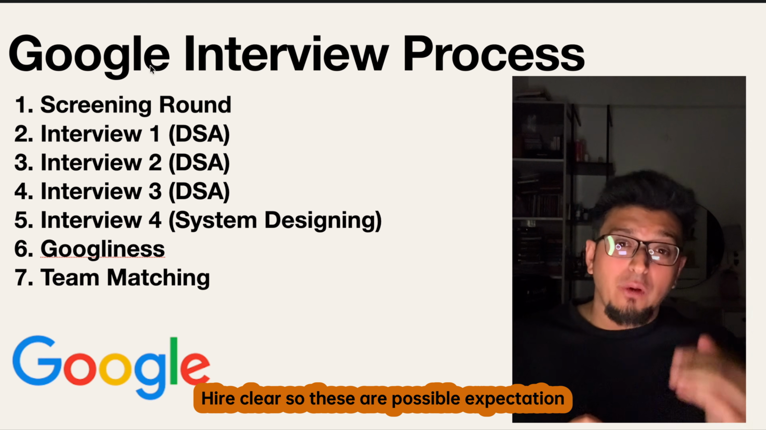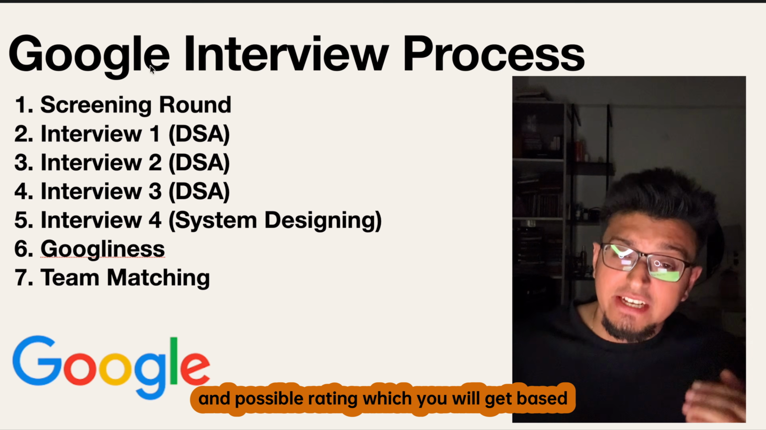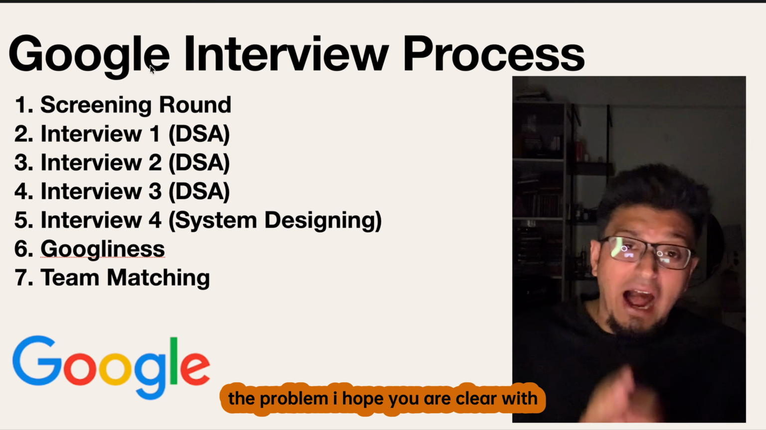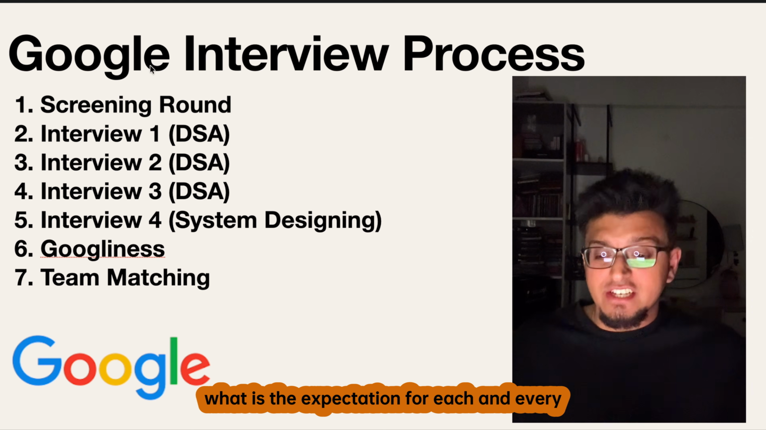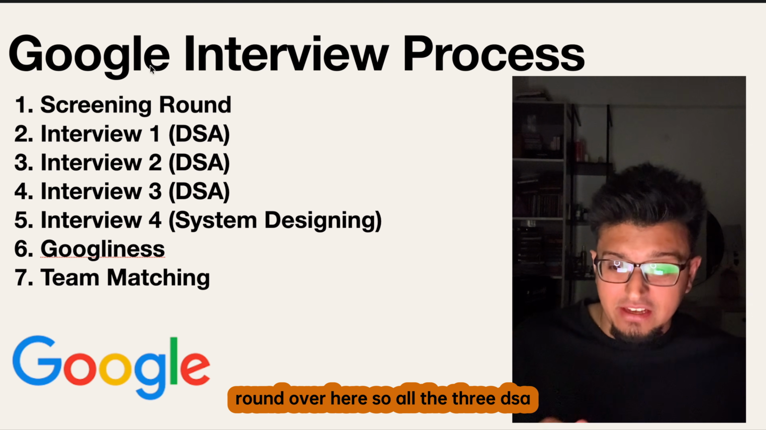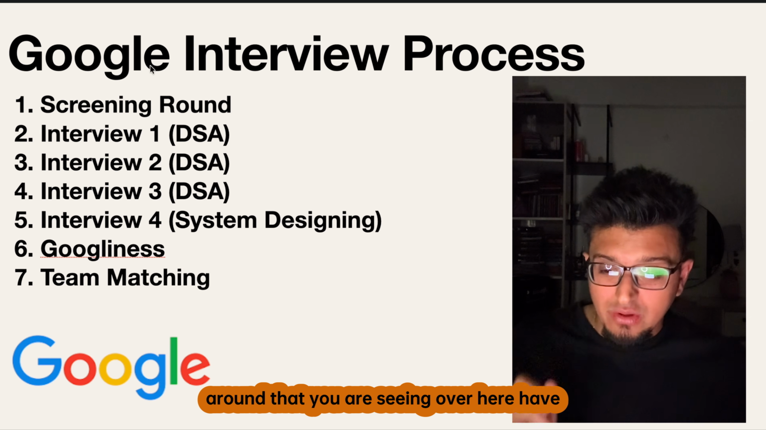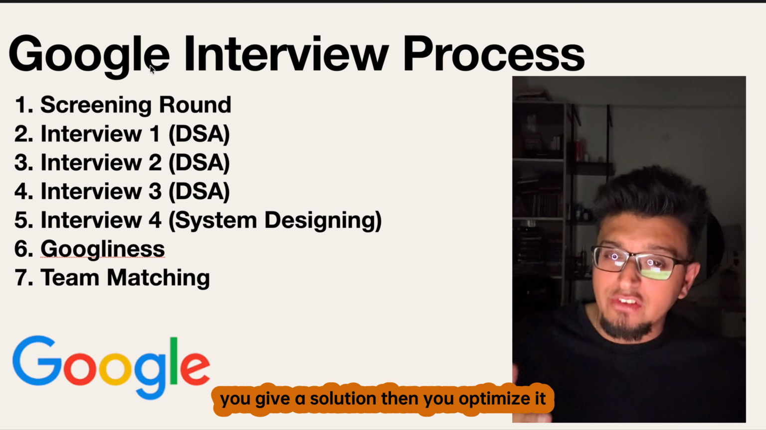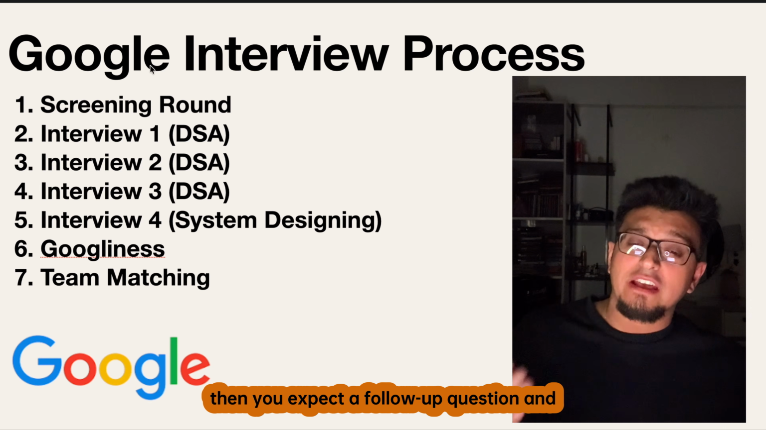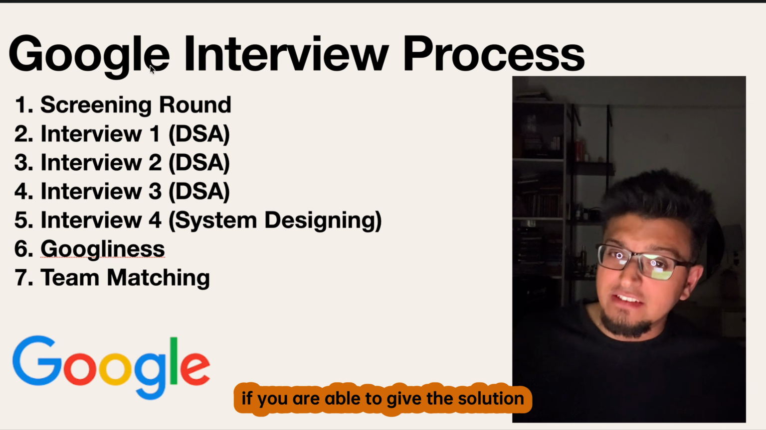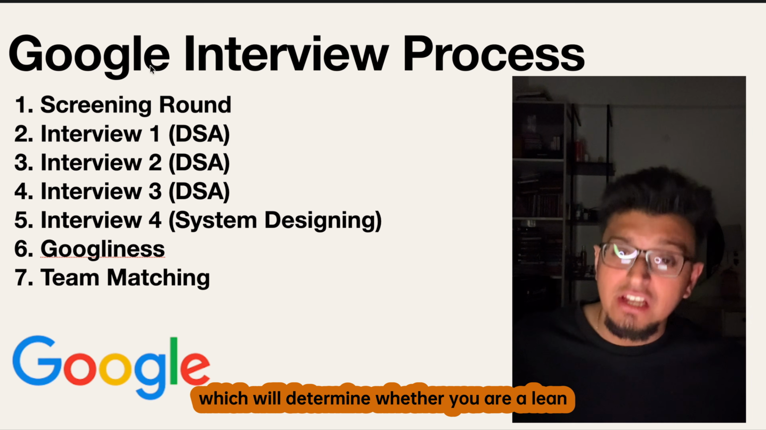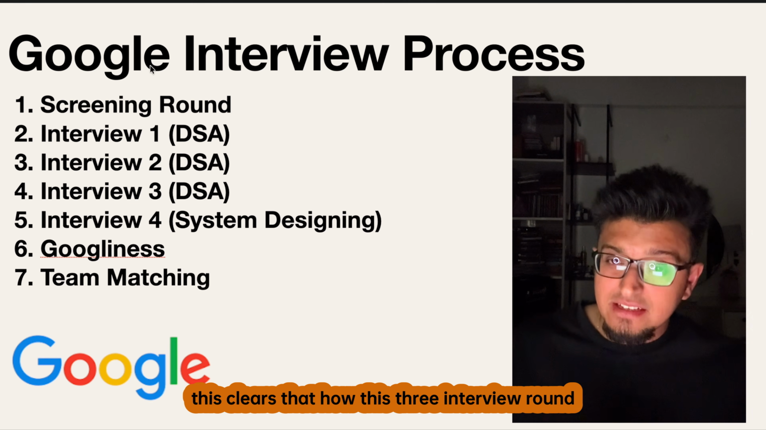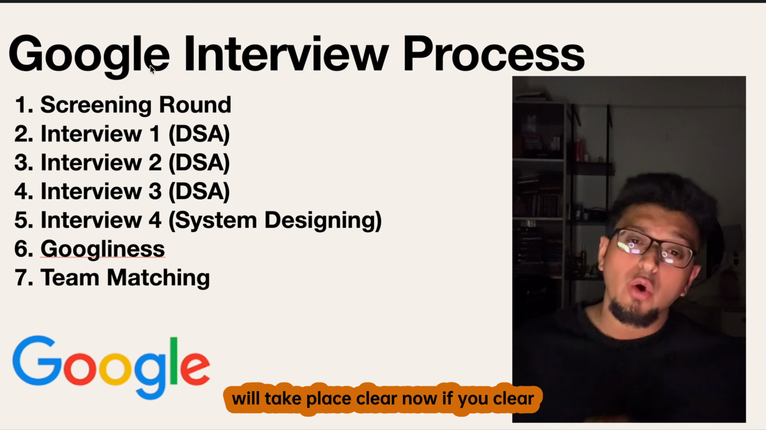Clear? So these are the possible expectations and possible ratings which you will get based on how you appear or how you solve the problem. I hope you are clear with what the expectation is on each and every round over here. So all the 3 rounds that you are seeing over here have more or less the same principle. That is, you give a solution, then you optimize it, then you expect a follow-up question, and if you're able to give the solution, there will be one more follow-up question which will determine whether you are a lean hire or a strong hire. I hope this clears up how these 3 interview rounds will take place.